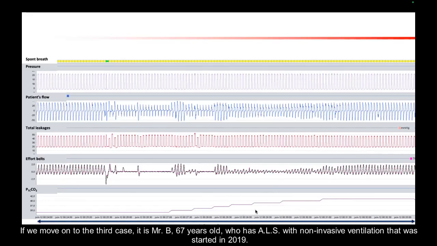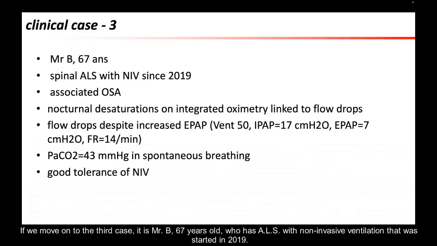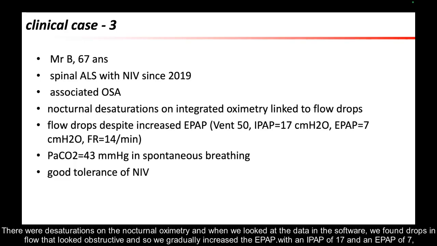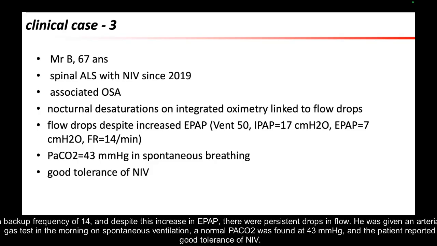If we move on to the third case, it is Mr. B, 67 years old, who has ALS with non-invasive ventilation that was started in 2019. Concomitantly with his ALS, he had been diagnosed with obstructive apnea. There were desaturations on the nocturnal oximetry, and when we looked at the data in the software, we found drops in flow that looked obstructive, and so we gradually increased the EPAP. With an IPAP of 17 and an EPAP of 7, a backup frequency of 14, and despite this increase in EPAP, there were persistent drops in flow.